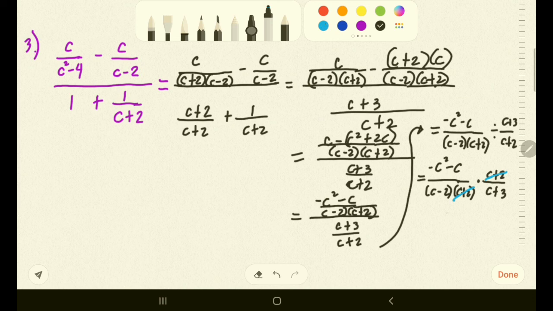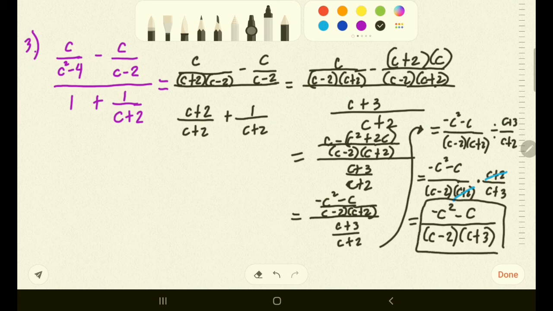So, the final answer would be negative c squared minus c all over the quantity of c minus 2 multiplied by the quantity of c plus 3. Okay, there are no common factors, class, so meaning that is the simplified form or simplified answer. So that would be the final answer.